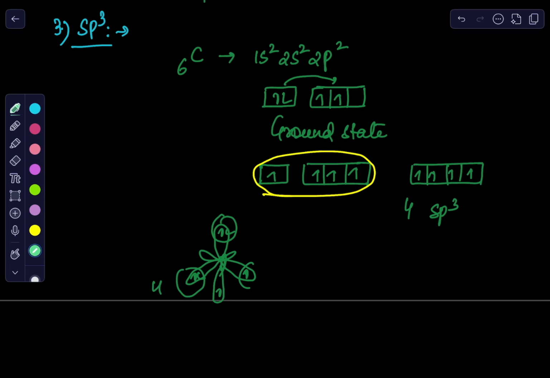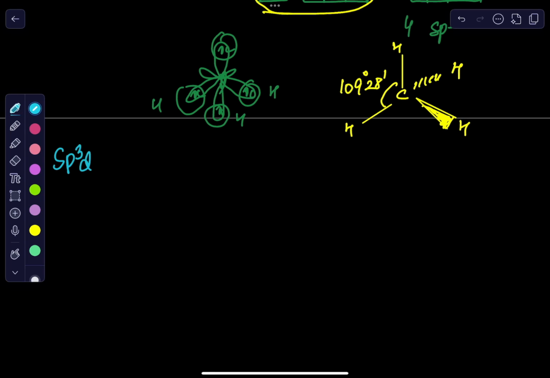These 4 orbitals will lie at an angle of 109 degree 28 minutes to each other, thereby giving a tetrahedral shape. Tetrahedral means 2 of the valencies will be in one plane and 1 will be out of the plane and 1 will be below the plane, and all the 4 valencies are equivalent.